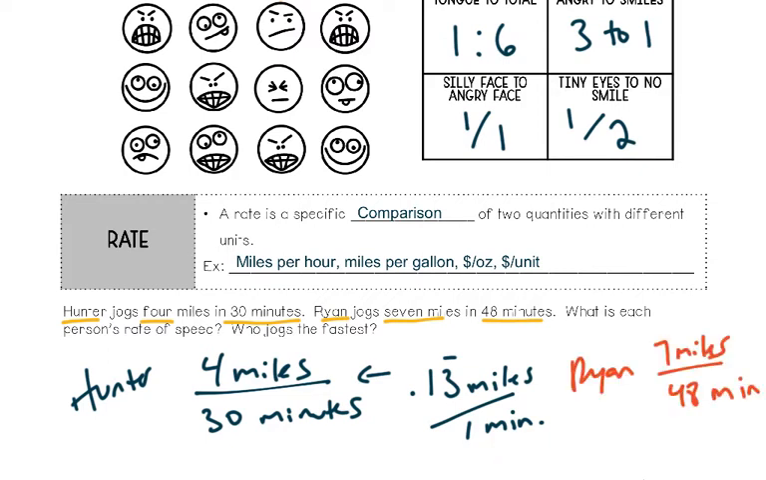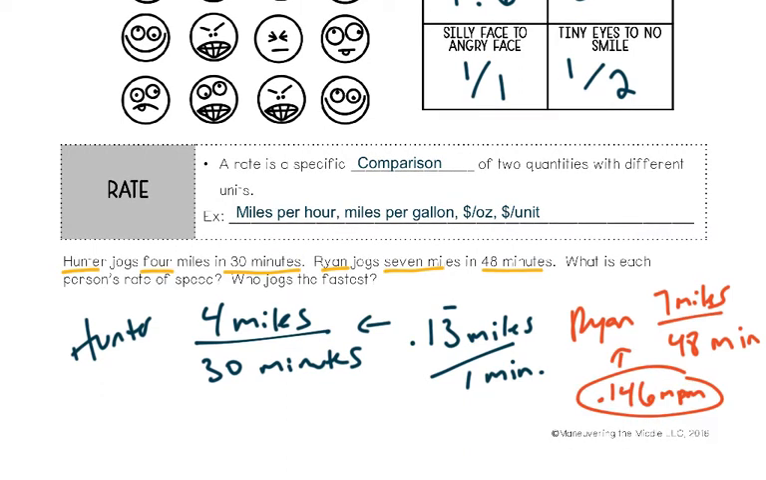Ryan, on the other hand, jogged 7 miles per 48 minutes. Go ahead and try to simplify this by using our strategy, dividing 7 divided by 48 to figure out how many miles per 1 minute. If you divided that correctly, you should get that Ryan ran 0.146 miles per minute. I wrote MPM. You can write miles per minute however you want to write it. But either way you look at it, Ryan ran faster because he did more miles in 1 minute than Hunter did.